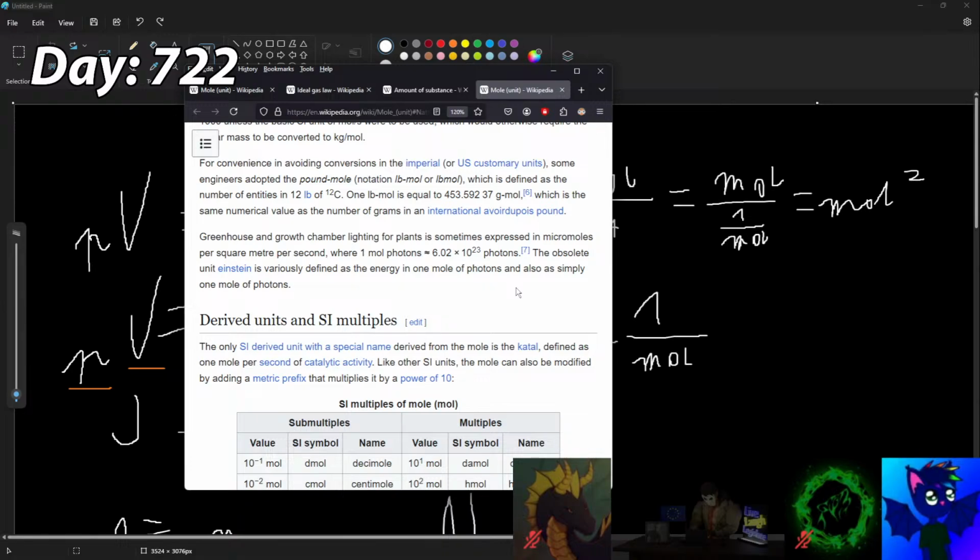Just read the next sentence, so you might believe that physicists actually believe in moles. The obsolete unit Einstein is variously defined as the energy in 1 mole of photons and also as simply 1 mole of photons. The obsolete. I am not even sure what that means, Google Translate, please. I didn't know that word. Oh, it means not used anymore.